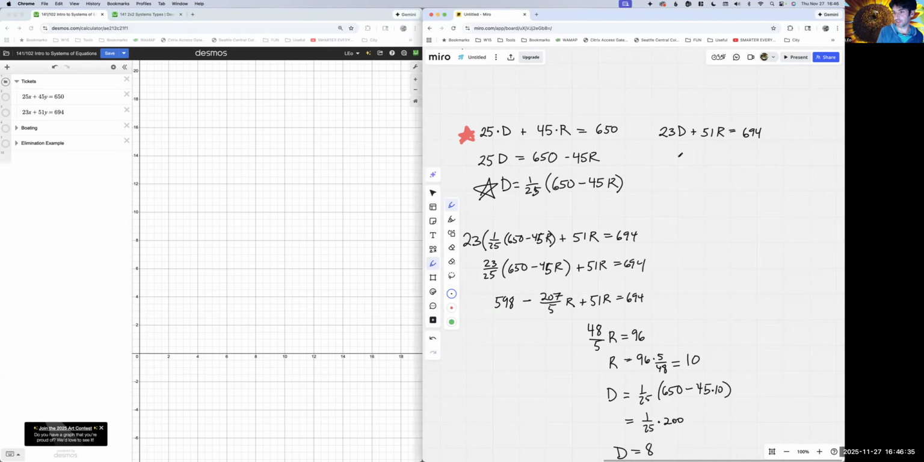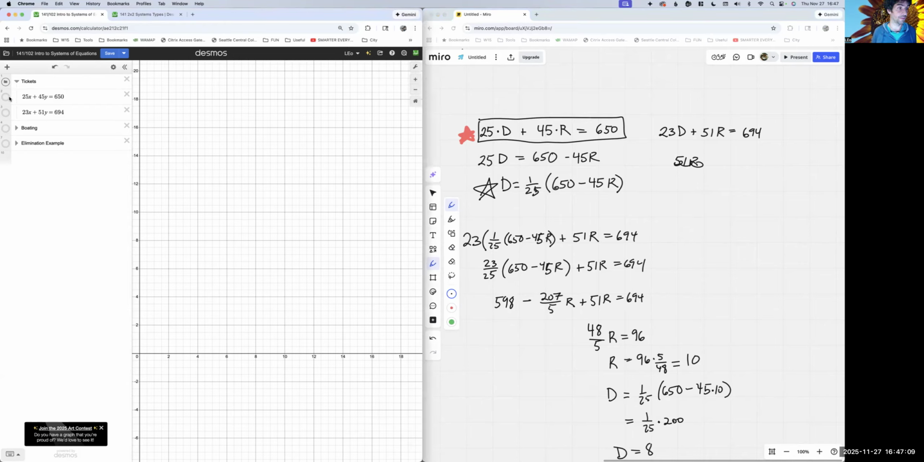So if I take this equation right here, d equals 1 over 25 times 650 minus 45r, you might recognize that as a linear equation, right? We can tell in this initial step, we've got two variables, neither of them is raised to a power, they're both linear terms, just like x and y. They're not squared, they don't have radicals or something else happening to them. So that means their graphs are lines.